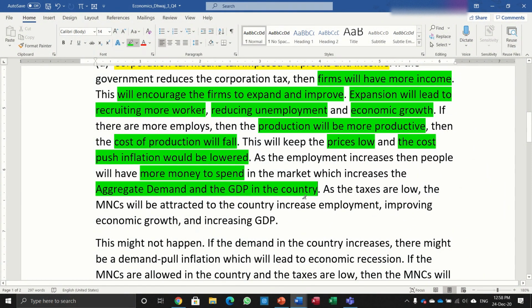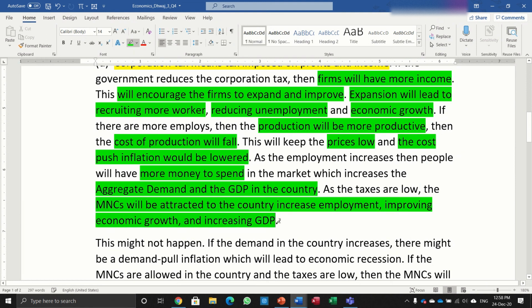If the GDP and the aggregate demand of the country increase, of course there would be economic growth. As the taxes are low, MNCs will be attracted to the country, increase employment, improving economic growth and increasing GDP.